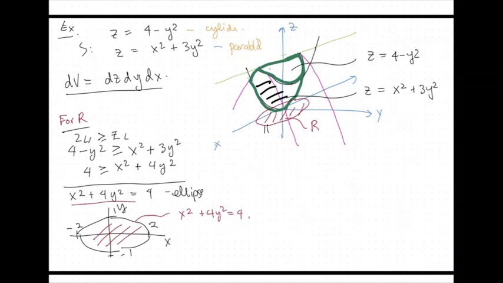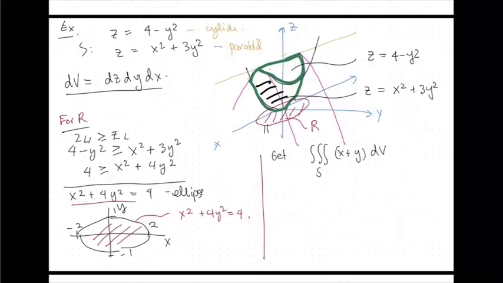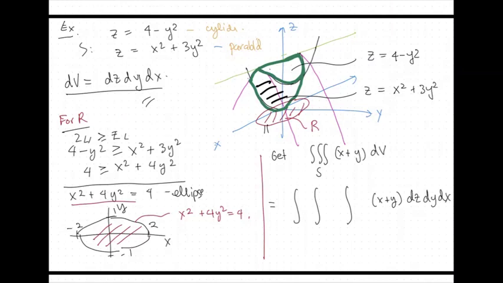Okay? Now, it's time for the triple integral. So, we want to get the triple integral of our function x plus y dV over S. So the answer is, just put this, so this integral is equal to this iterated integral, and then put x plus y, and your dV is specified here. So dz, dy, dx. Your z above is 4 minus y squared. Your z below is x squared plus 3y squared.